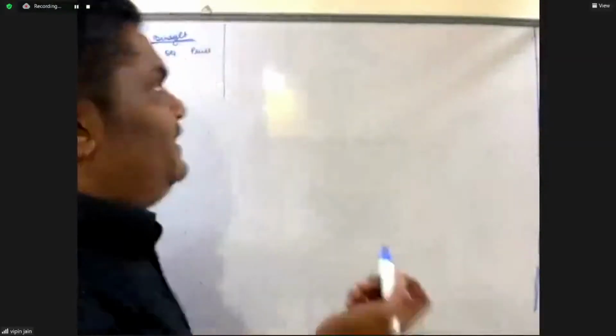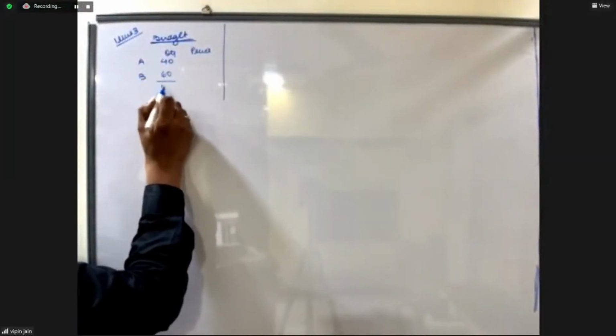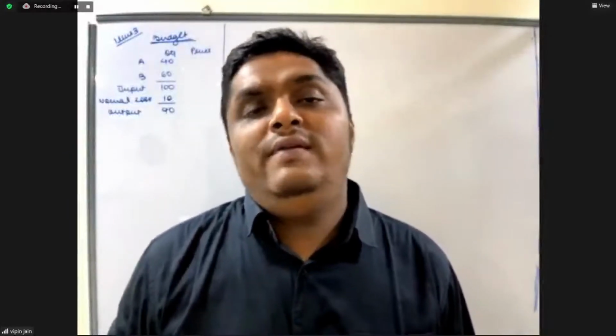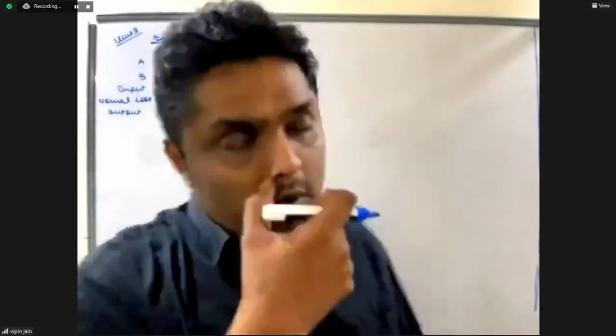Again, 40% of A, so we'll write 40. If 40 is A, 60 will be B, 100 will be the total input. Again, the loss is how much? 10% of input. So my normal loss will be 10% of input and my final output will be how much? 90. So for every 90 units of output, we need 40 units of A, 60 units of B. Total input will be 100, 10 will be the normal loss and 90 will be my output.